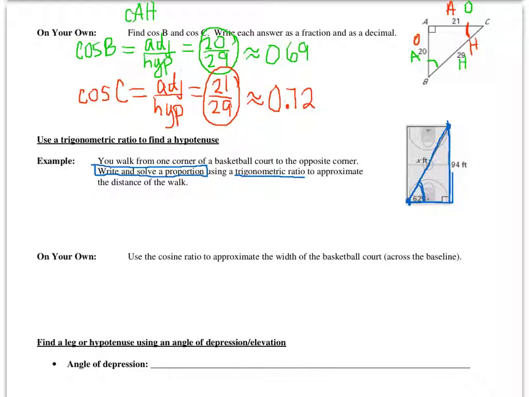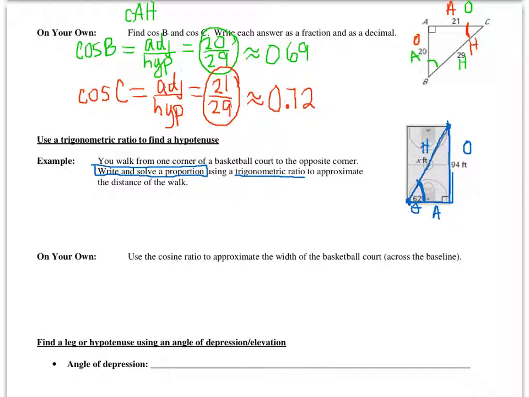And if this is my theta, my angle that I know, I'm going to label my sides according to that. So my hypotenuse is right here. It's across from my right angle. The side across from my angle is my opposite. So I know my opposite and my hypotenuse. My adjacent is this side down here, but I don't know what that is. So I've got two pieces of information.